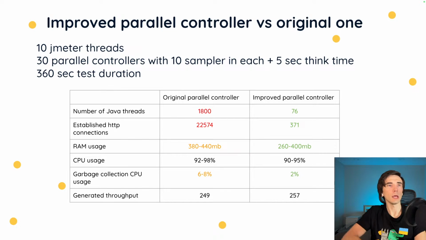So those are the metrics I got. After this test, or during this test, we had 1,800 Java threads created in the original one. In the improved one, it's only 76.